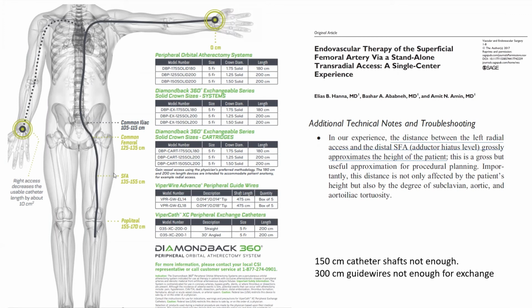The distance from the left radial to your adductor hiatus is approximately equal to your height. So if you're 170 centimeter in height, the distance from here to here is 170 centimeter. This is extremely important to know. That has been my personal observation that I published multiple times in several papers.